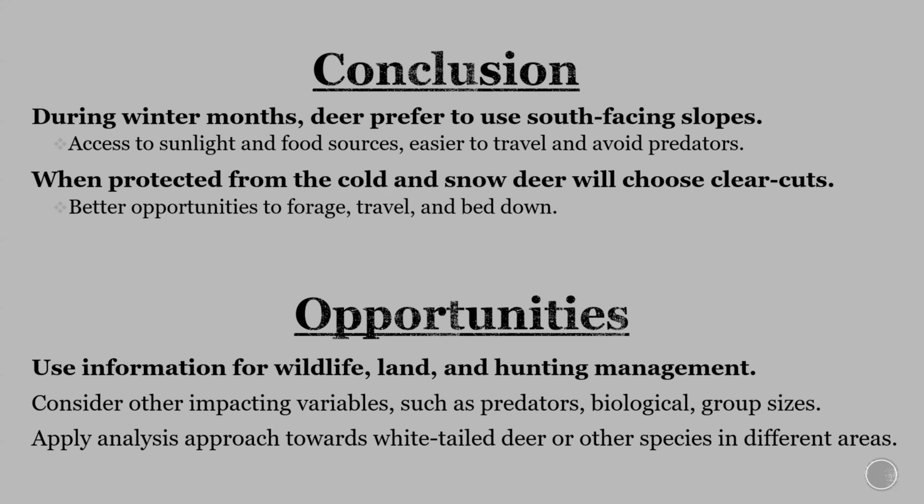This type of analysis can also be used towards other impacting variables on white-tailed deer, such as predators, biological factors such as waste disease, or what kind of group sizes are involved. Some of that is very hard data to come by, of course. And this type of analysis can also be used towards deer in other areas that don't have as much research done on them, or other keystone species or conservation efforts or hunting efforts.